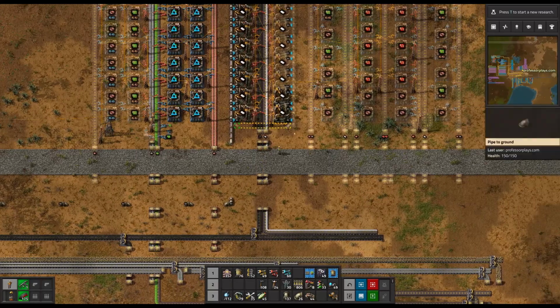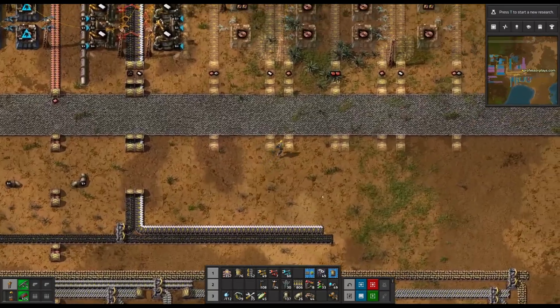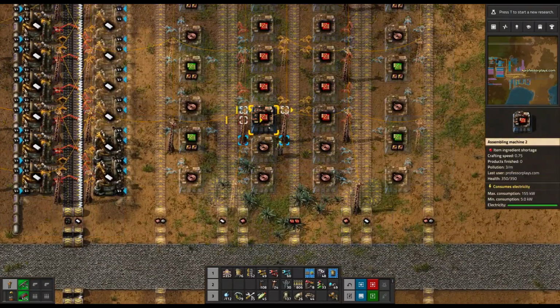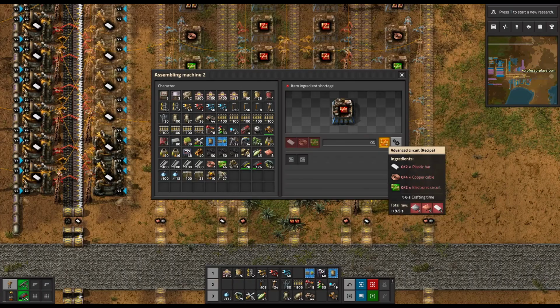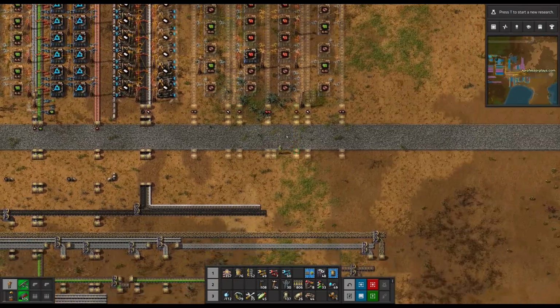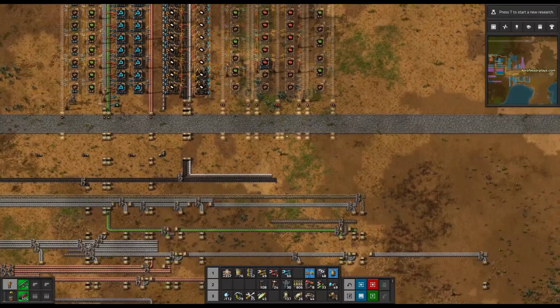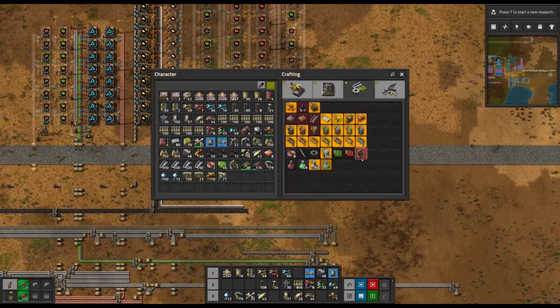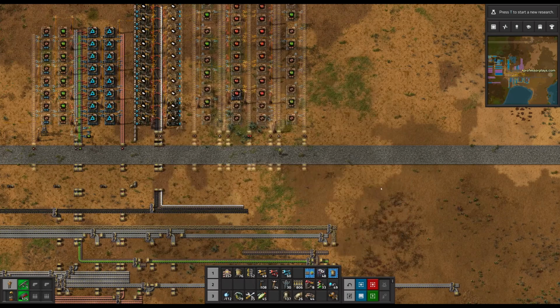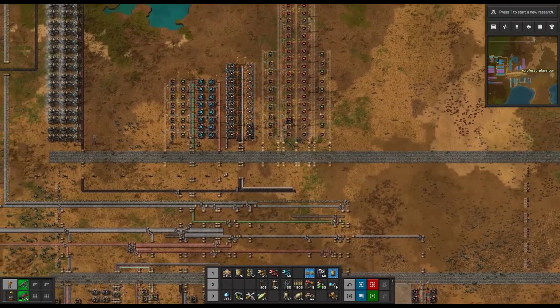So why do I make plastic next? Because plastic is one of the ingredients required to make advanced circuits. These things, the red ones. So you see that the ingredients are plastic and other things. So the plastic gets fed in there, and then the red circuits will come out there, and then those are required to make chemical science along with sulfur and engine units. So it's quite involved to make chemical science. So anyway, we'll talk about that next time.